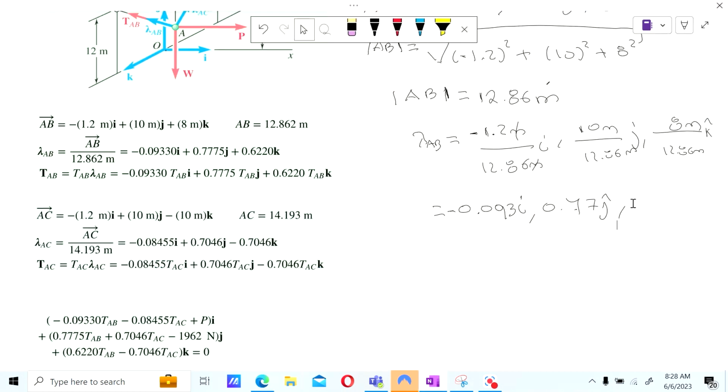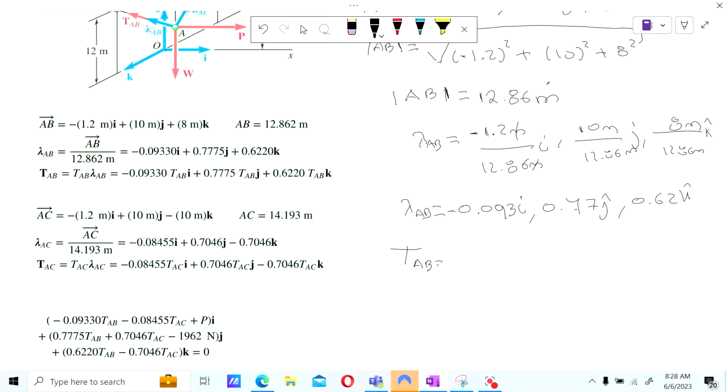Zero 0.62. Okay. Alright, so this is my lambda AB. Now, what we have to do is get the force, but we don't know the force.